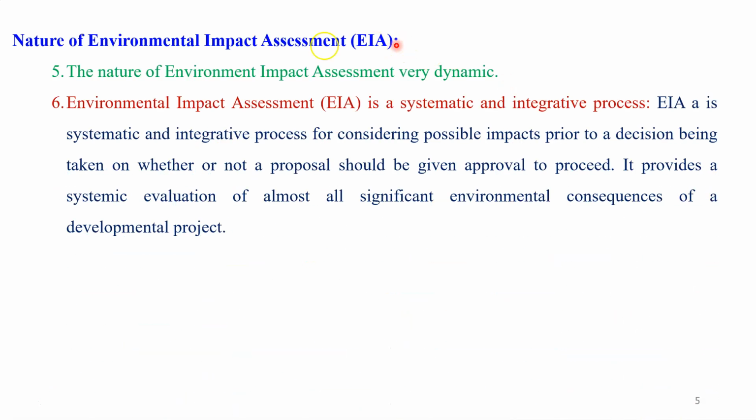The next important thing is that environmental impact assessment is a systematic and interrogative process. As I mentioned, when we carry out this process there are steps, and we follow them step by step. When we complete the first step, we move toward the second step, third, fourth, and up to the final. So it is a systematic process, and therefore it is known as a very systematic process.